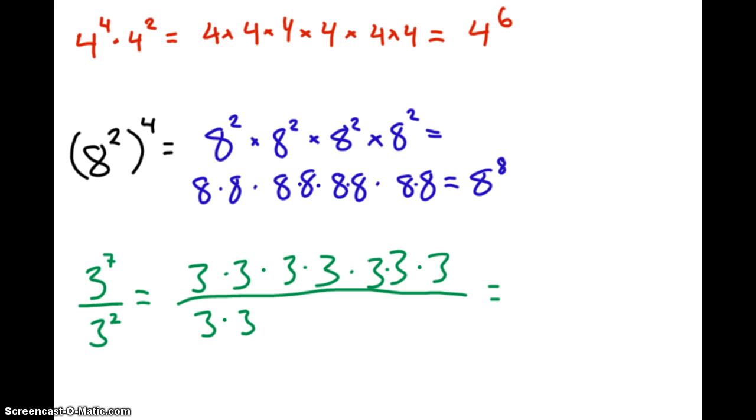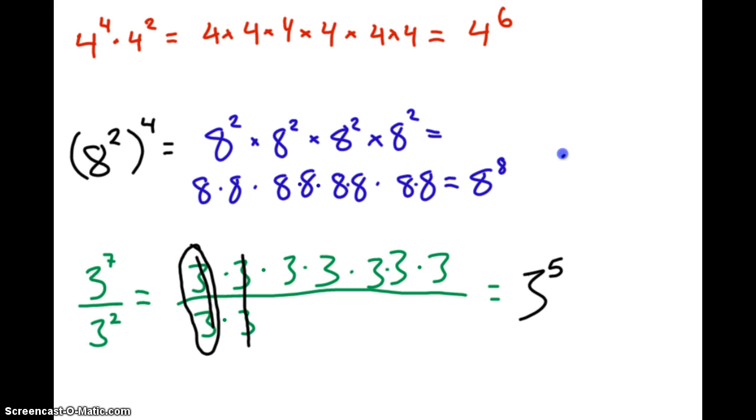Now, think to yourself, what is 3 divided by 3? Looking at just this, 3 divided by 3 is 1. So those actually cancel out and become 1. This 3 divided by 3 also cancels out and becomes 1. So then essentially what we have is 1, 2, 3, 4, 5 threes. So that is 3 to the 5th power.